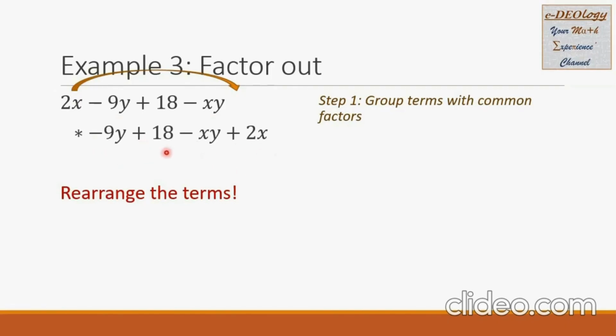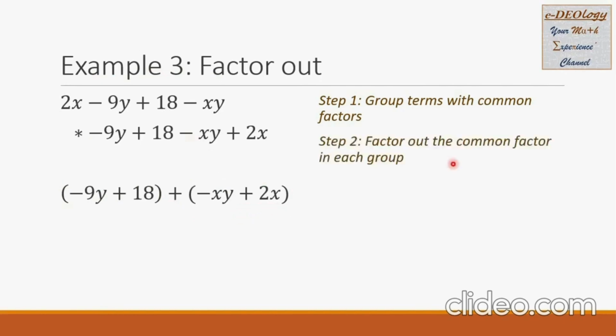And then from here, I can see now that there is a common factor in the first two terms. Also, there is a common factor in the last two terms. So it's now the quantity negative 9y plus 18 plus. So again, I see here that the third term is negative xy, so I must be careful. I should put here the plus and put the grouping symbol for the negative xy plus 2x. And step 2, factor out the common factor.